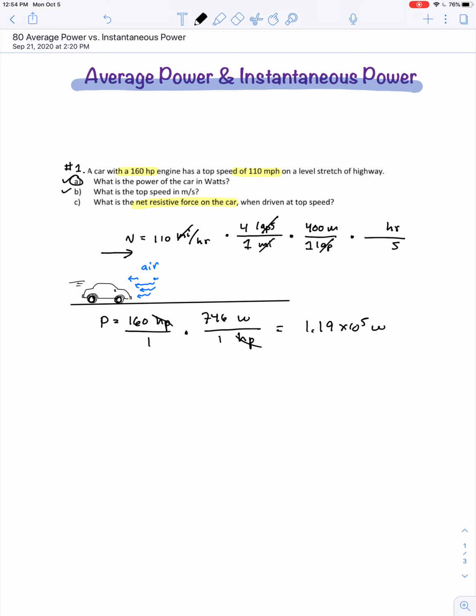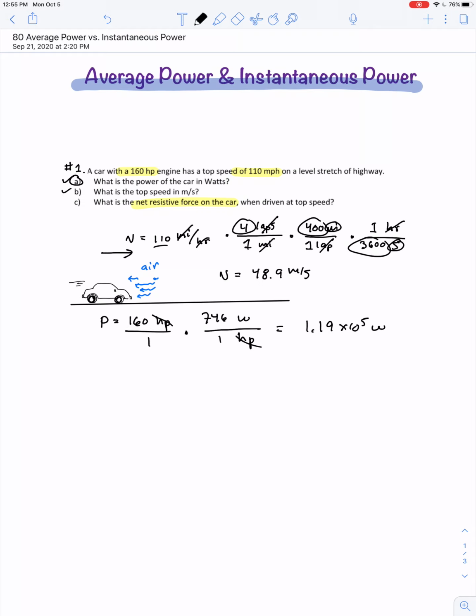There's 60 minutes in an hour and 60 seconds in a minute, so we can just say there's 3,600 seconds in 1 hour. So, right, hours have canceled out. We're left with meters per second. So we're really taking 110, multiplying by 4, multiplying by 400, and dividing by 3,600. So we find that the speed is equal to 48.9 meters per second.